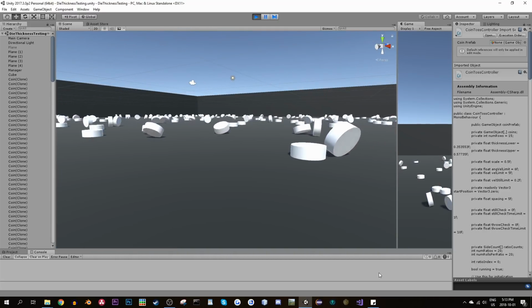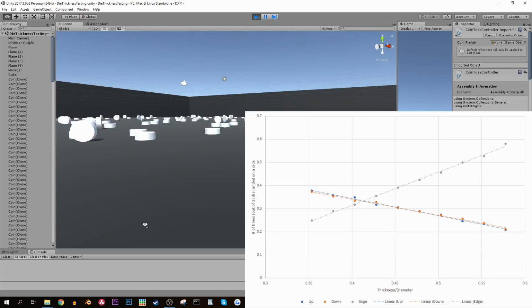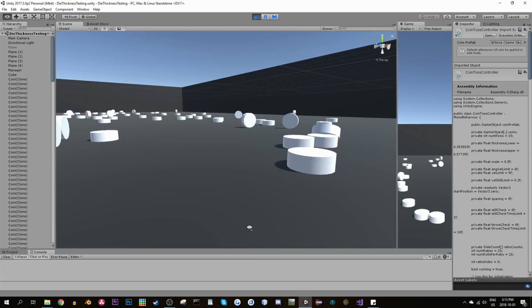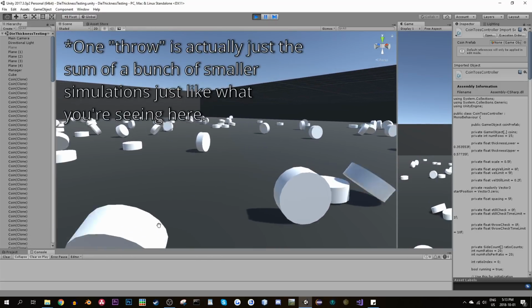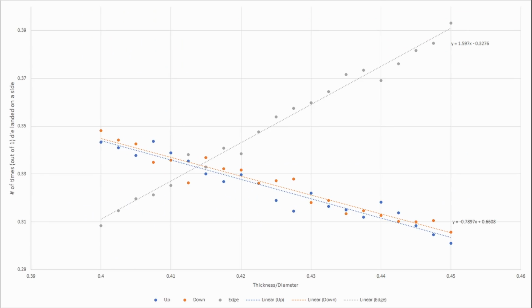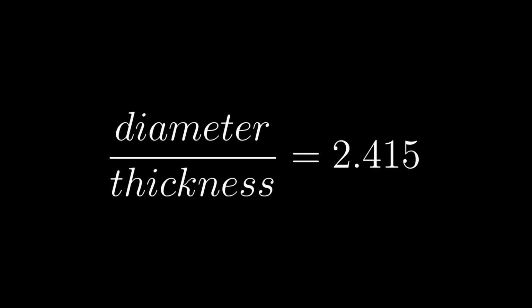I started by varying the ratio between the two bounding values. There was definitely an intersection where the probability of landing on each side was the same, which is expected, obviously, but it showed that the range could be narrowed down a lot more. Then, I used a range of 0.4 to 0.45 with increments of 0.0025 and 18,000 dice per throw. The dice that weren't perfectly on one of the sides after a certain amount of time were not included. At this small range, data can be pretty clearly interpreted as linear, so if you take the slopes and find the intersection point, we end up with about 0.414, which if we convert it back to the original notation of being between 2 root 2 and root 3, ends up being about 2.415, so 1 over 2.415.